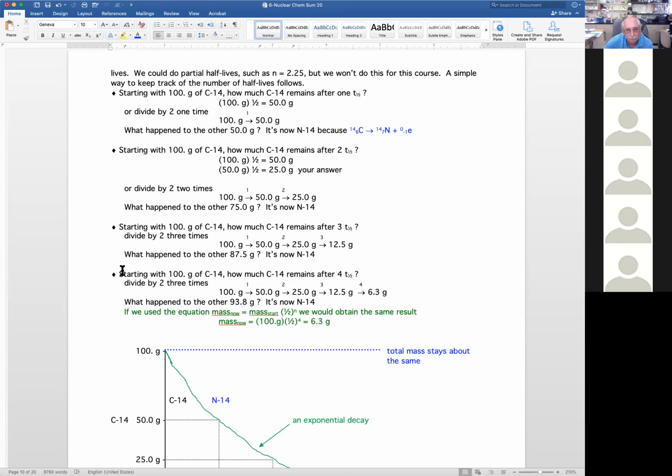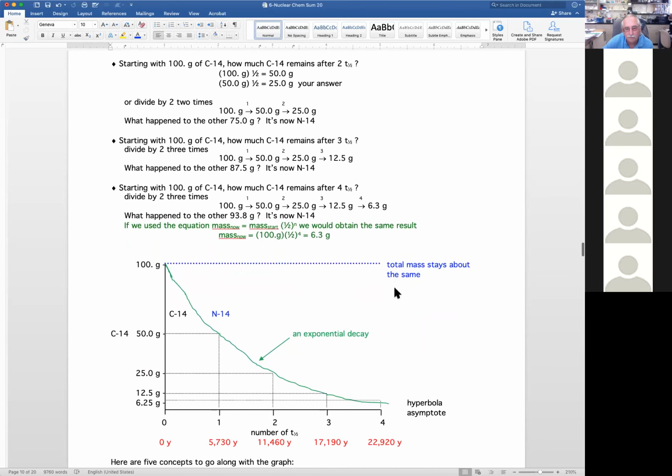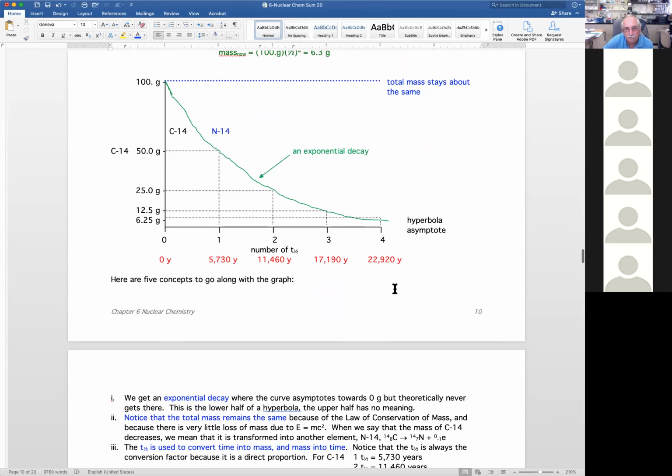Then I did it for 3 half-lives. Get it? 1, 2, 3 half-lives. Here's 4 half-lives. So then I put all of this information on this graph.